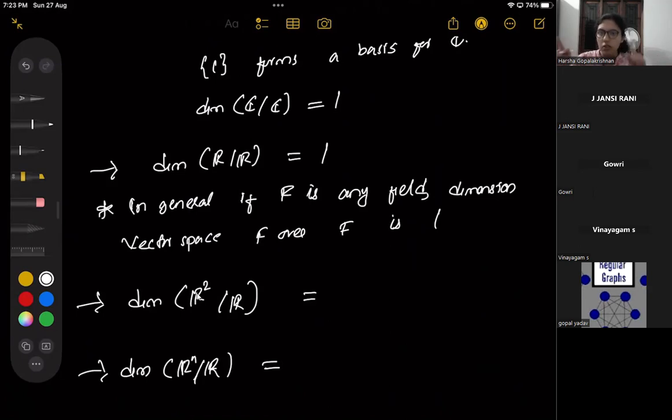So (1, 0), (0, 1) is the basis. Now, what will be the dimension of Rn over R? N. It will be n. It is the same reasoning: (1, 0, 0, ...), (0, 1, 0, ...), like that, n elements we will have, that form the basis of Rn over R.